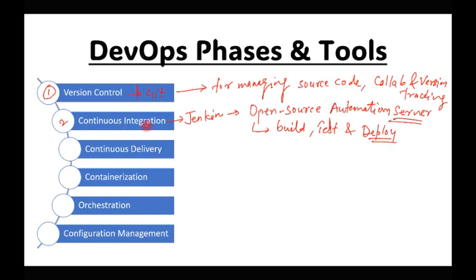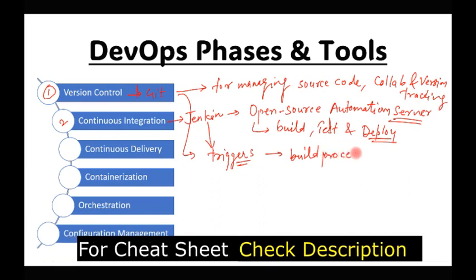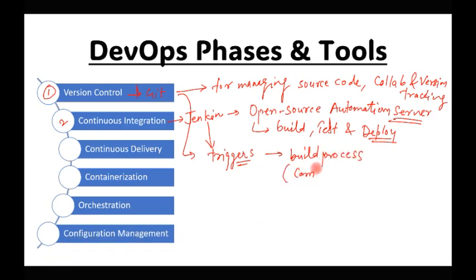So how does it happen? Once the developer pushes the code changes to a remote repository, Jenkins can automatically trigger a build process. What is this build process? It includes compiling, testing, and packaging of the application. So this is the build process, and it is automatically triggered by Jenkins. If the tests pass, the application is automatically deployed to the next phase, that is our staging environment.